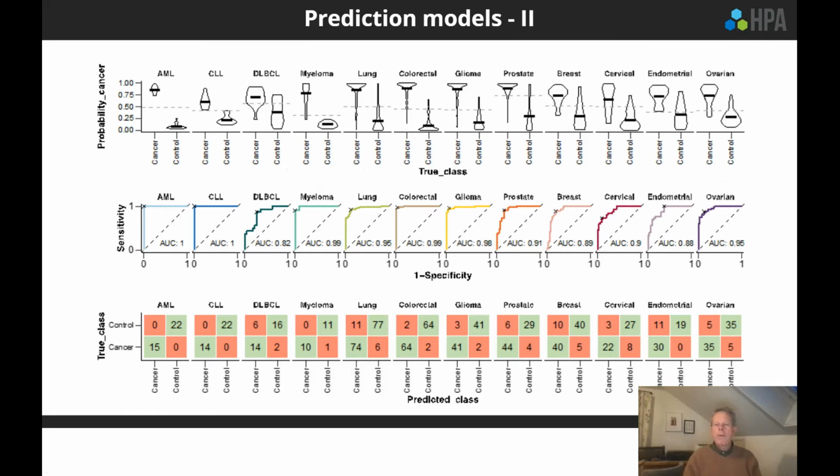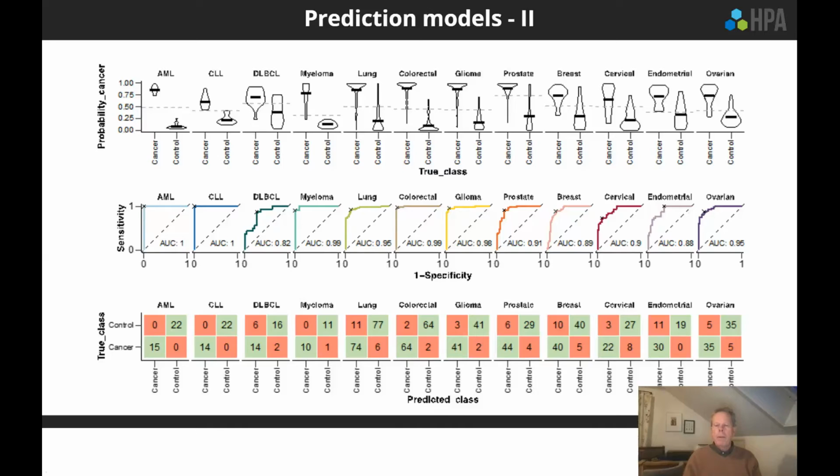This is a rather busy slide, but it shows you the results for 12 of the cancers, from leukemia to the left here, all the way to ovarian cancer to the right. And you can then see the population of cancers, the levels when you are predicting with all the proteins that we have analyzed. And in the middle row here, you can see the so-called ROC curve, where you can see how specific and sensitive the assay is.